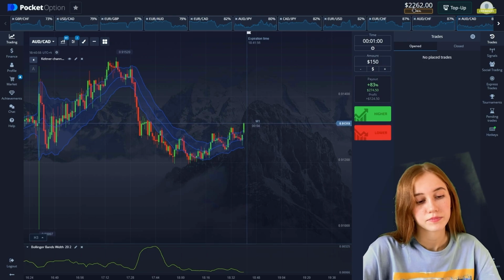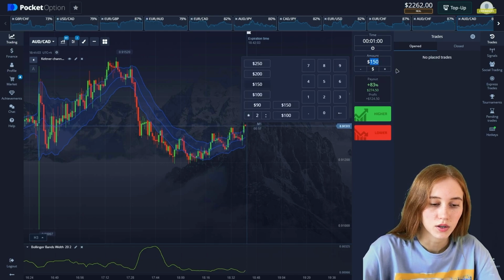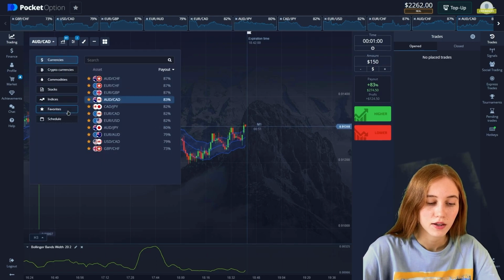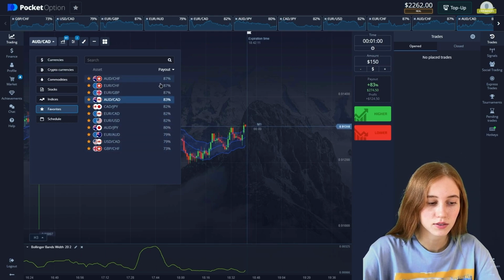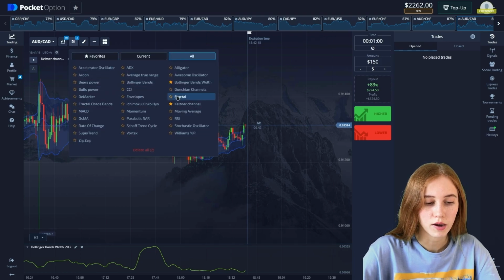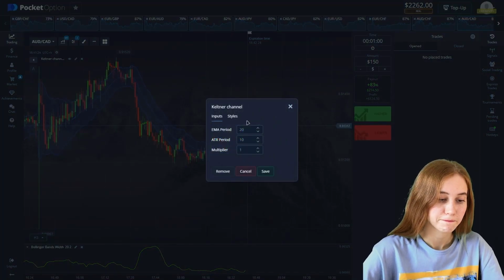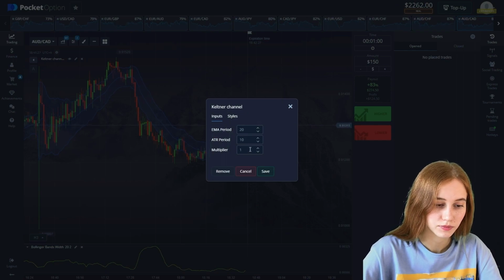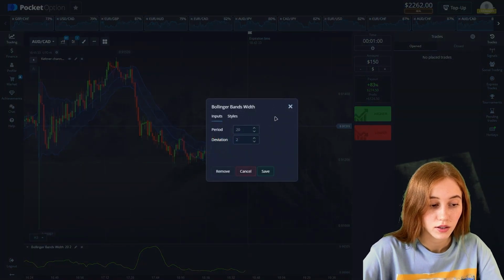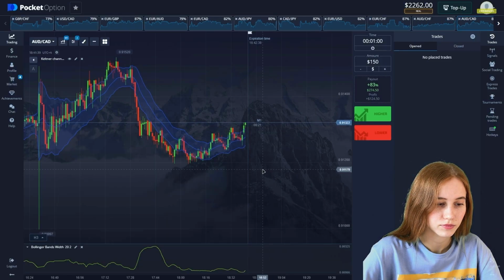So let's sum it up. Yeah, a good result for today. Our balance is more than $2,000. The amount of the deal is $150, 1 minute. Here the concept is: the payout is more than 70%, and 2 indicators, Keltner and Bollinger. Yeah, these are the Keltner settings. You can copy them if you want. And the Bollinger settings.